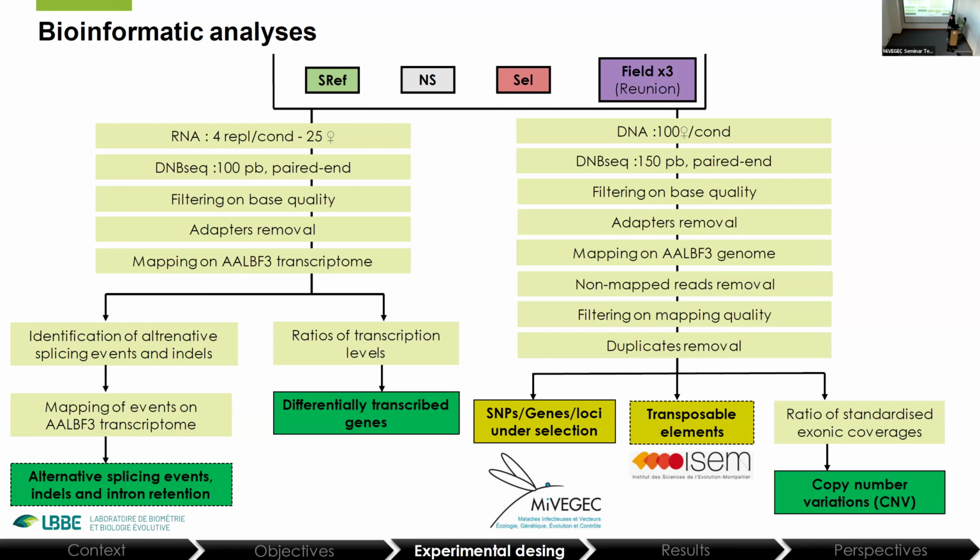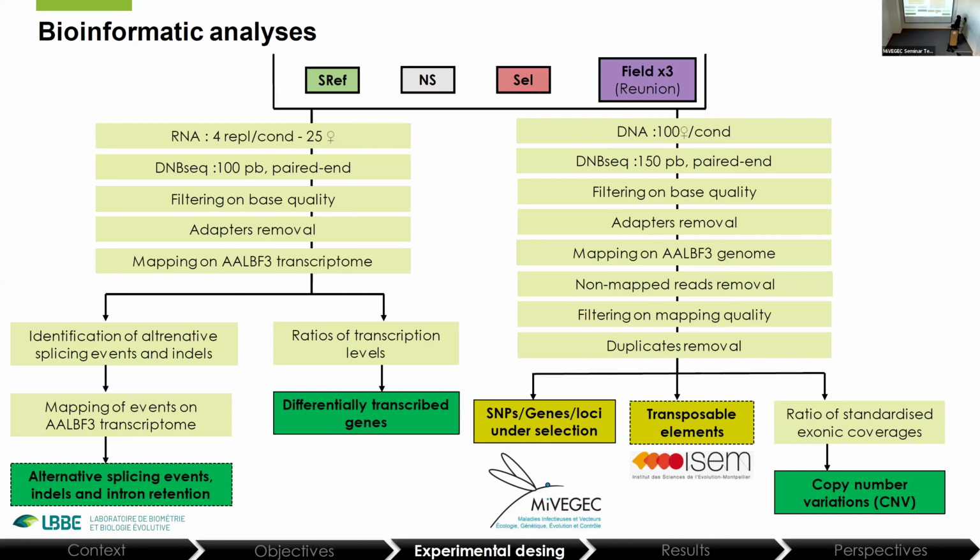Then for genomic analysis, we use samples of 100 females that we sequence with the DNBSEQ technology in 150 base reads paired-end. We filter all the reads and map them onto the genome, and then we filter reads on mapping quality and remove duplicates. And once we obtained those filtered reads, we use them to study different things.